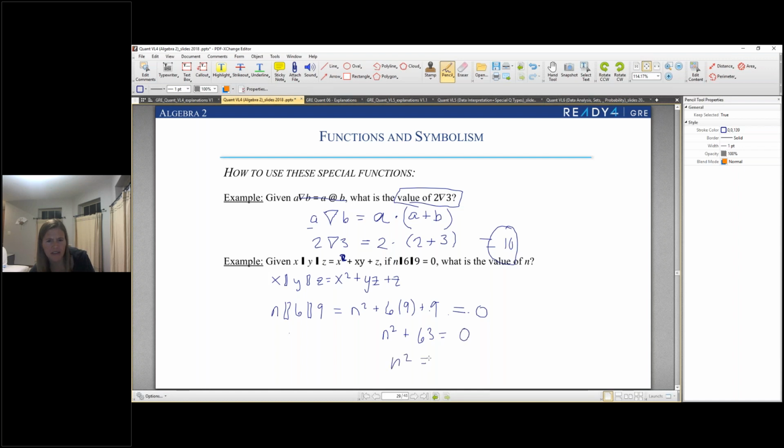N squared is equal to negative 63. Yeah, I knew there was a problem here. This should actually be, maybe this should be XY plus Z. Maybe they did finally fix it. Anyway, so you end up with the root of negative 63, which is not actually an answer you would get on the GRE, but you do end up with that. Okay. Yeah, so Nike, you had the right idea there. Yep.